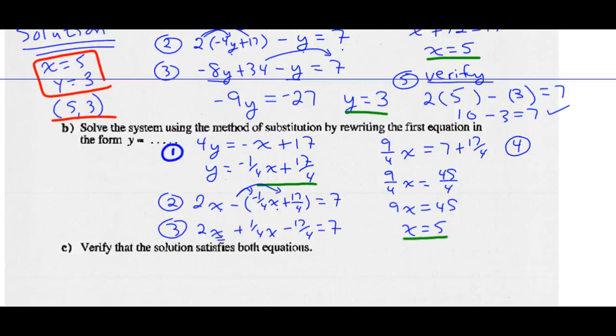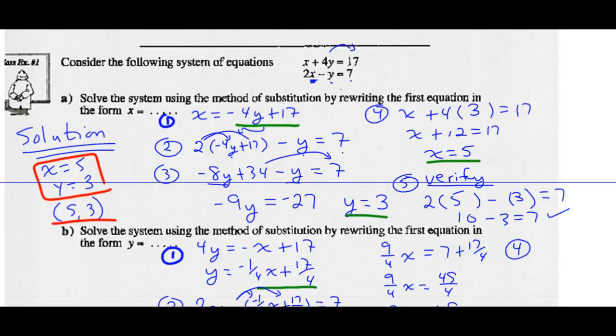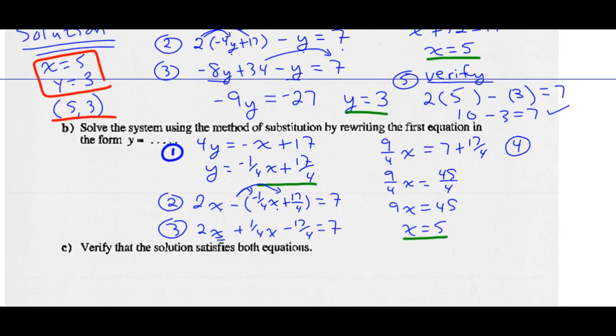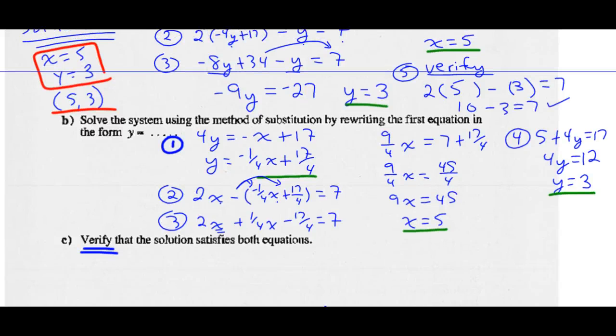Step 4 says take that value for x and plug it back in to the other equation, to our first equation, and solve it for y. So x plus 4y is 17. So you minus 5 from both sides, and you get y equals 3. All right. And we said step 5 should be verify. Well, we've done that earlier. Check the solution using a graphing calculator. That's another way to verify. You can make sure that it works, but the solution should be 5 and 3.